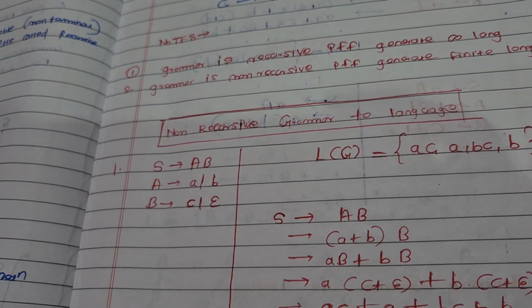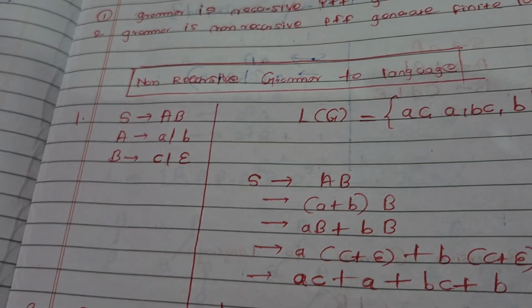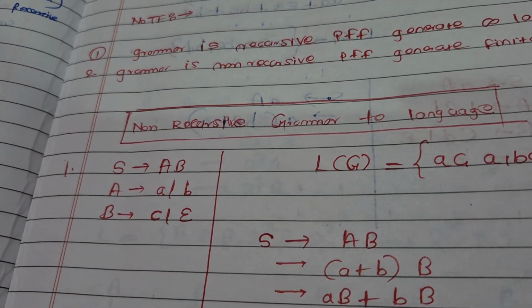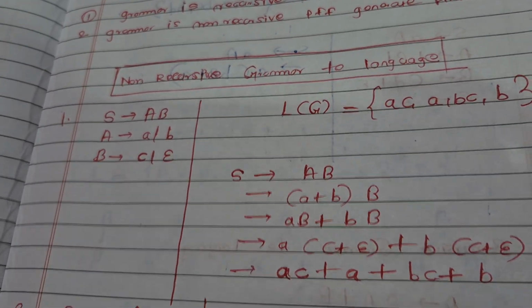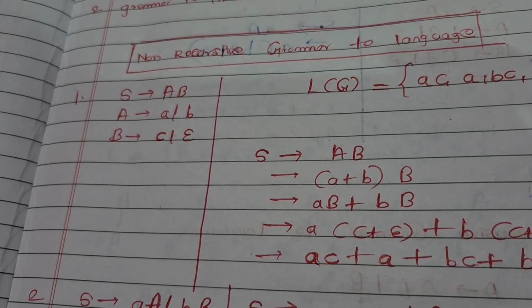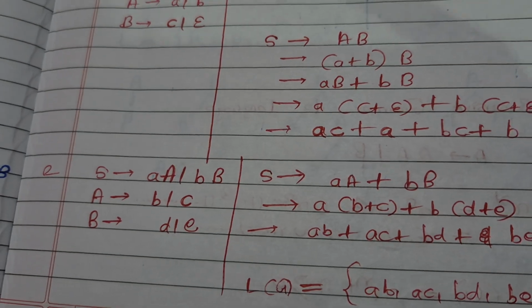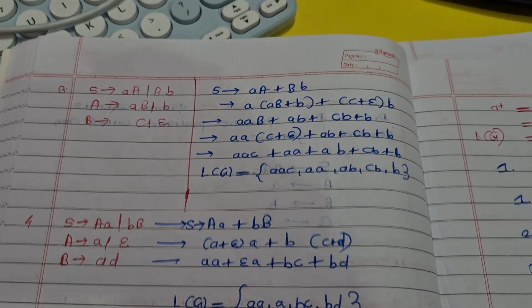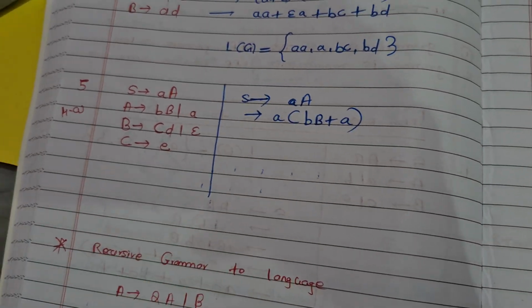Non-recursive grammar to language. You can see this is the conversion of non-recursive grammar, and we need to convert it into language. You just keep replacing whatever is given. Capital A and B are given, just replace capital A and B with the value of A and the value of B, do the multiplication, and at the end you will get the language. That's all. It's very easy. The second one is the same kind of example. You need to just keep replacing. This is the homework. I started, but I'll complete it. I have not done it, but I'll do it.